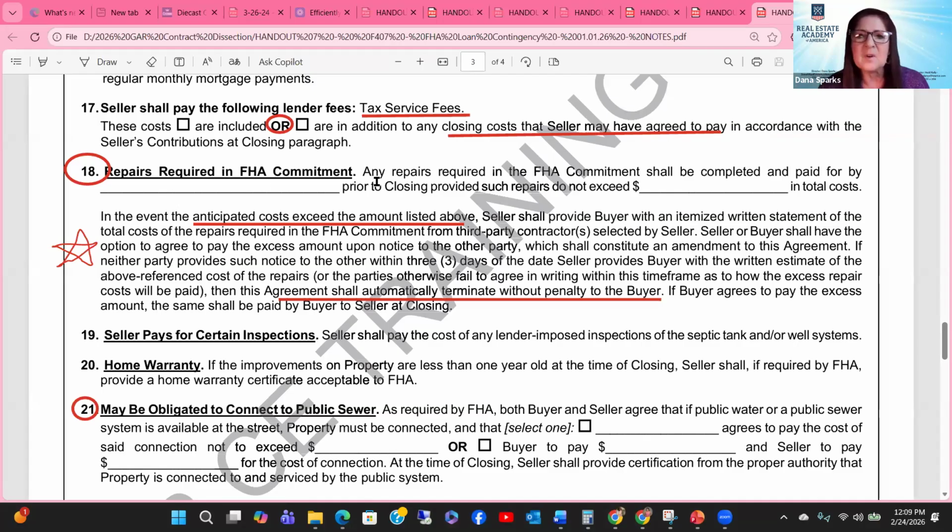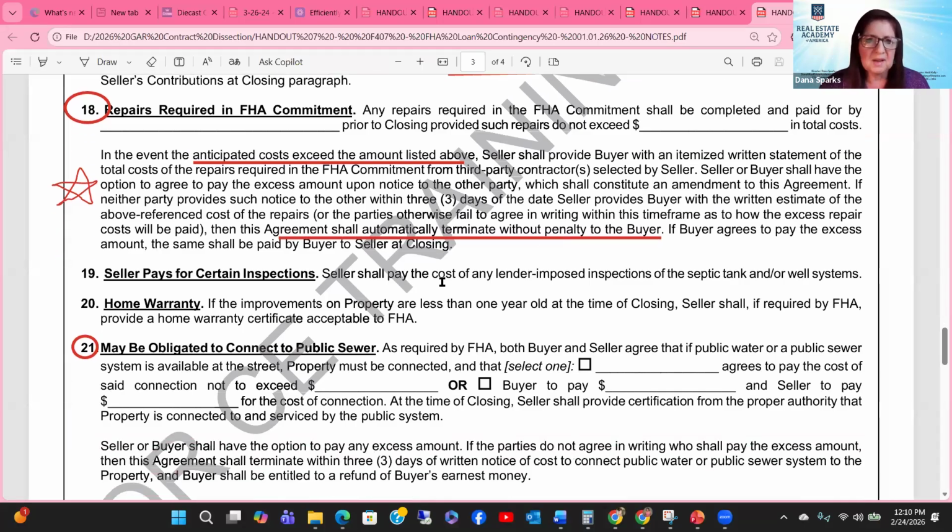So let's say this said seller to pay $1,000 and the actual repairs are $3,000. We have to figure out who's going to pay that additional $2,000. Seller gets an estimate, seller and buyer negotiate. Here are the time frames. The seller is still obligated to pay that initial amount here, or whoever was here. It's just that overage. If buyer and seller don't agree, guess what? Contract automatically terminates without penalty to the buyer. Those time frames are spelled out there.